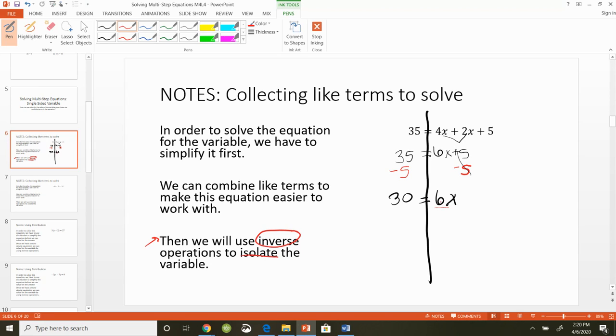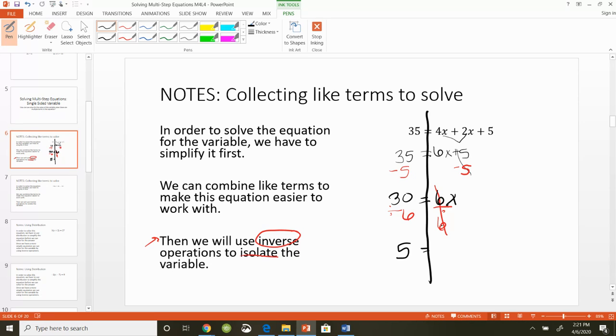So what's going to happen is I'm going to divide this 6 by a 6. Because 6 divided by 6 is 1, that would be 1x. I'm going to cancel it out technically by dividing by 6. So because I'm changing something on the right side, I also need to change it on the left side. So I'm also going to divide by 6 on this side. 30 divided by 6 is going to result in 5. So 30 divided by 6 is 5.